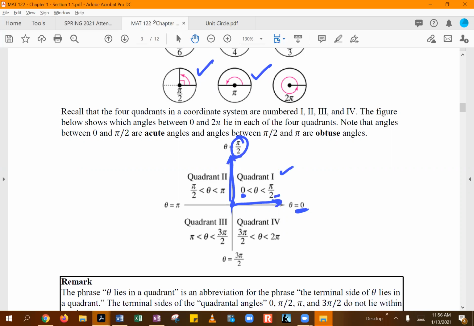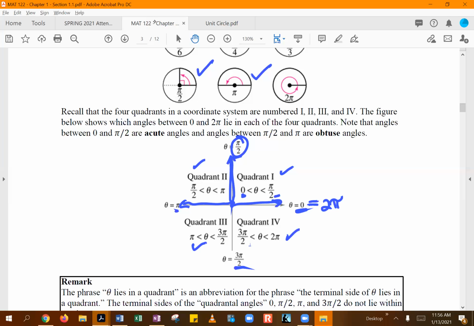Then as you go from pi halves to pi, anything in between is going to fall into quadrant 2. Going from pi to 3 pi halves, now you're looking at quadrant 3. And then from 3 pi halves to 2 pi, because now you have come a full circle, this will now be 2 pi over here. Anything in between is going to fall into quadrant 4.